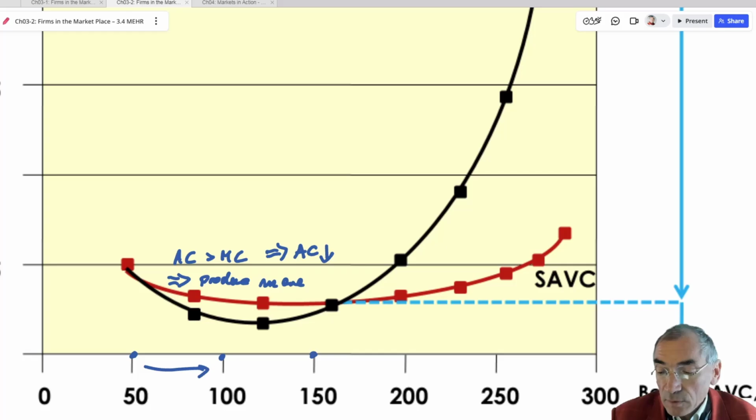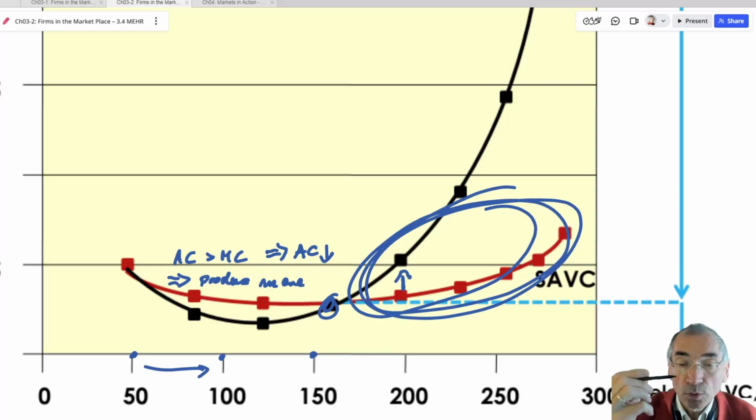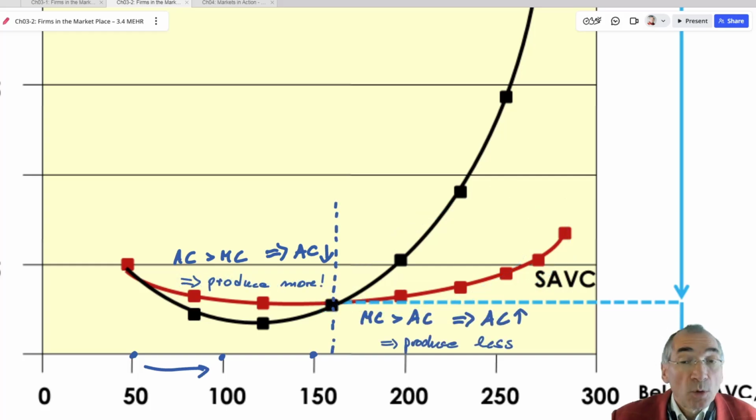When we now compare this to the situation on the right-hand side of this intersection, there it's the other way around. The marginal costs are higher than the average costs. So for each and every additional unit that I make, my costs per unit increase.